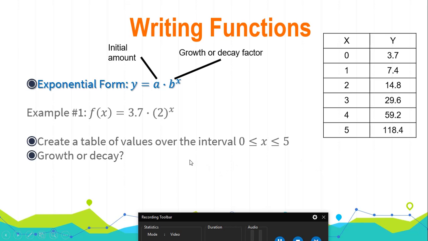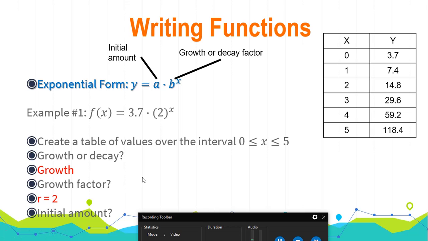So the first question says, is this growth or decay? If you examine the table, we started at 3.7, and you can see that we're increasing our numbers. So this has to be a growth function. So then what is the growth factor? Well, the growth factor is present in the function itself. The value of b, which is 2, represents our growth factor. So we're multiplying each value by 2.